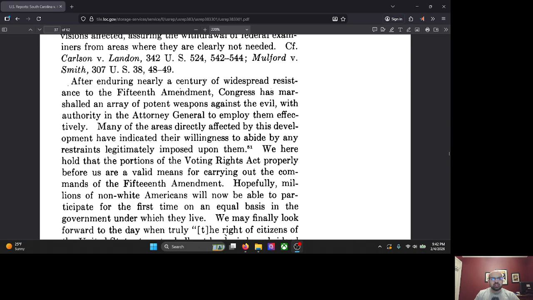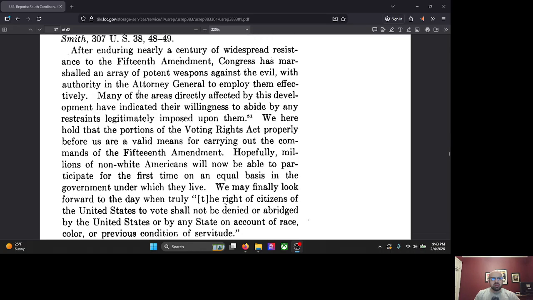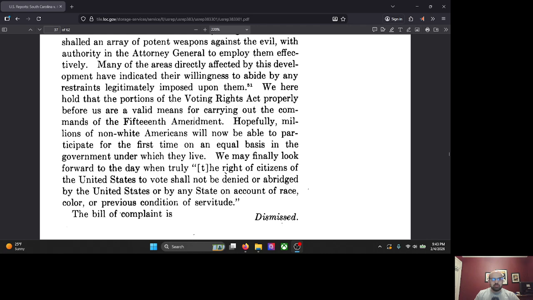After enduring nearly a century of widespread resistance to the 15th Amendment, Congress has marshaled an array of potent weapons against the evil, with authority in the Attorney General to employ them effectively. Many of the areas directly affected by this development have indicated their willingness to abide by any restraints legitimately imposed upon them. We here hold that the portions of the Voting Rights Act properly before us are a valid means for carrying out the commands of the 15th Amendment.